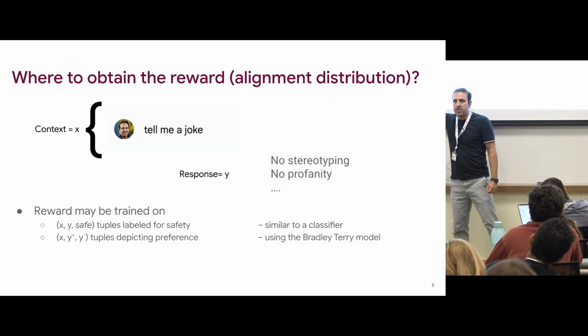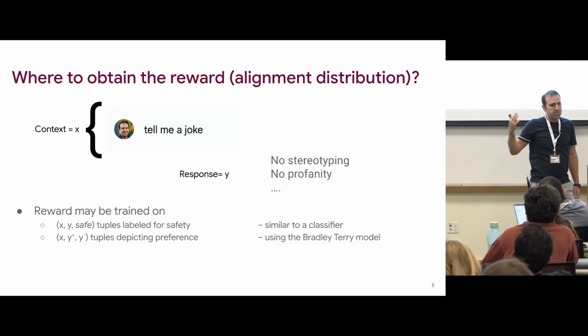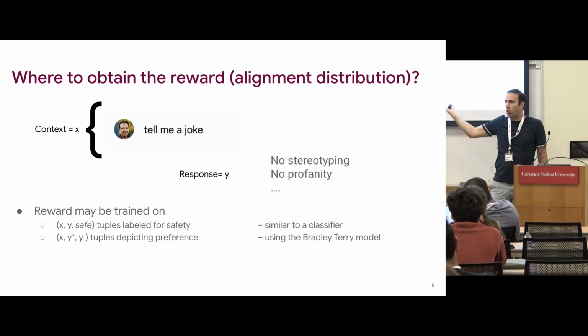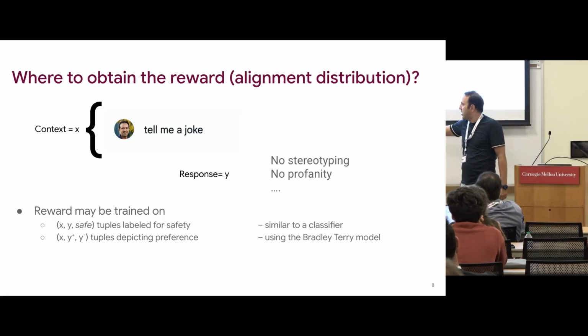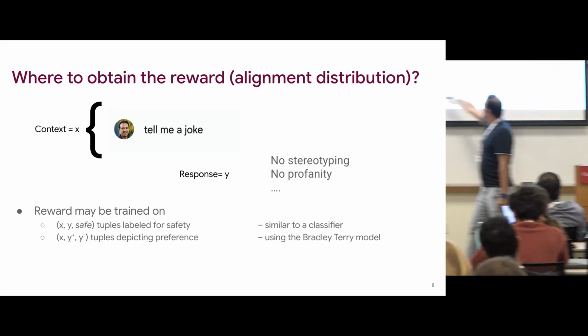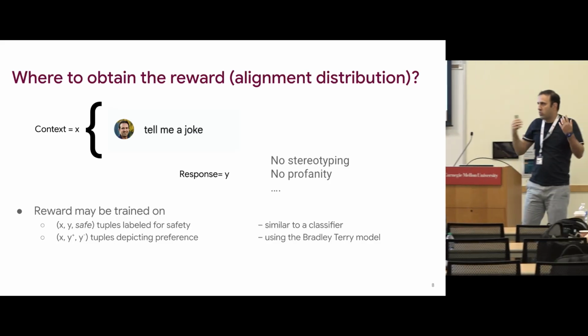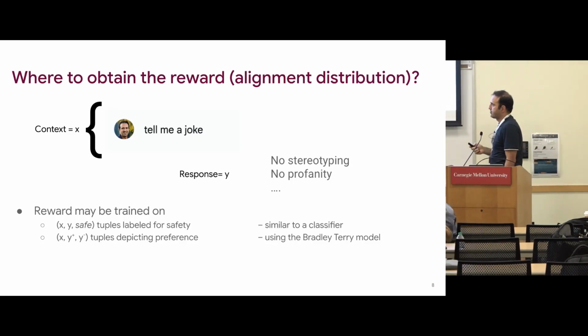So I have basically a prompt and two responses, and I can say which one of these responses is more safe, is better. And then through that, I'm going to use a Bradley-Terry model that we're going to come back to, and then we use that to train a reward function.